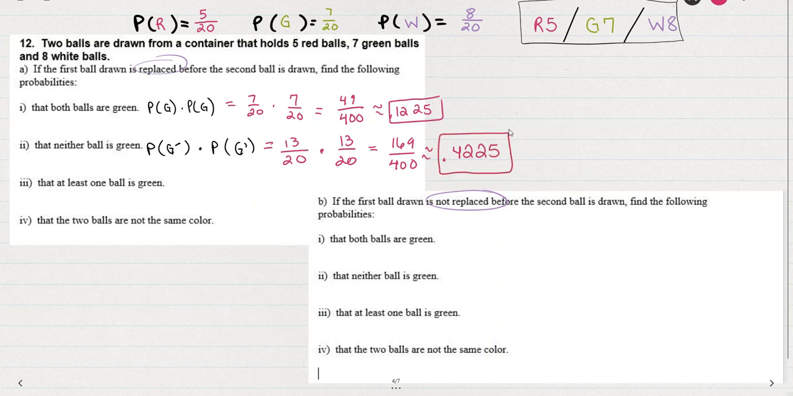0.4225, and then we can change it to a percent. How about the probability that at least one is green? What's the probability that at least one of the two balls is green? Well, if I have already calculated the probability that there's no green, I could use the complement formula, 1 minus the probability of no green.